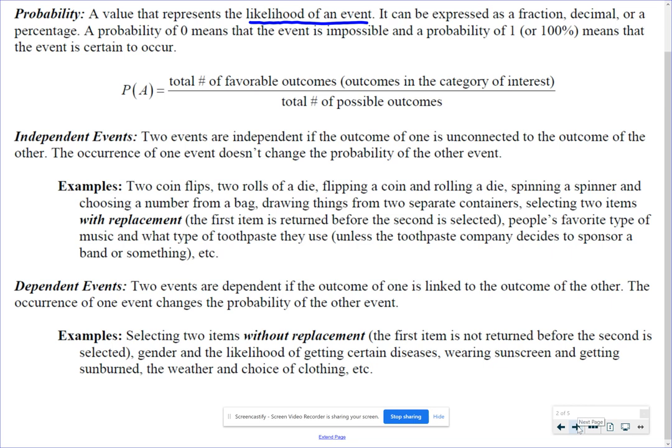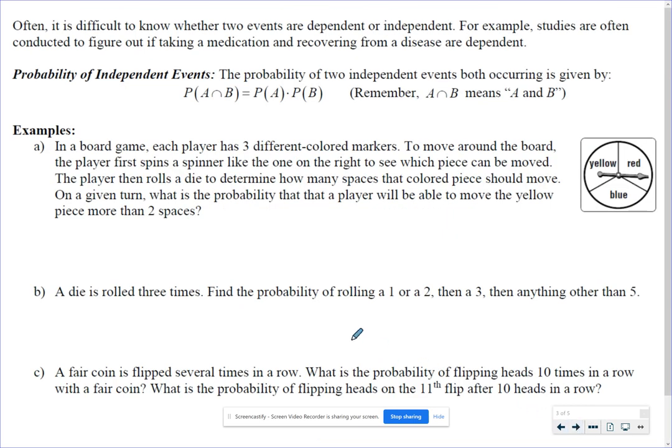So we're going to go ahead and dive into some examples. Actually, we have one other idea. Often it's hard to tell whether two events are dependent or independent, and we will talk more about that in section 10.3. For example, studies are often conducted to figure out if taking a medication affects recovering from a disease. There are lots of different studies between events to see if they're independent or dependent.